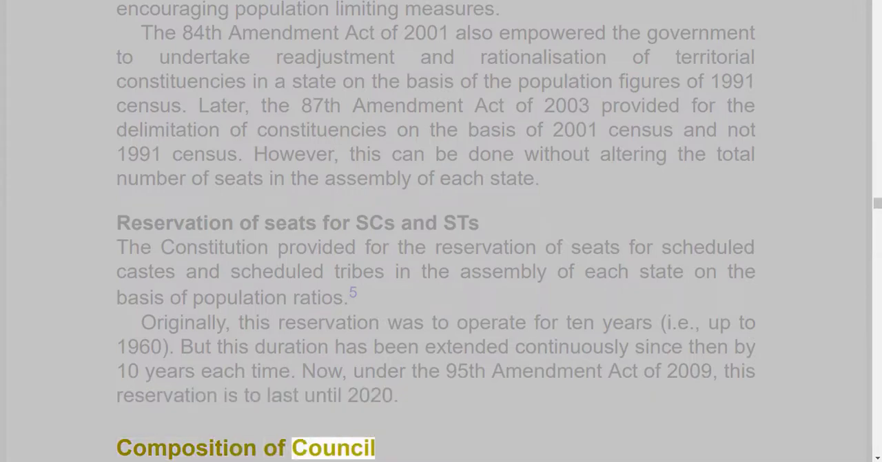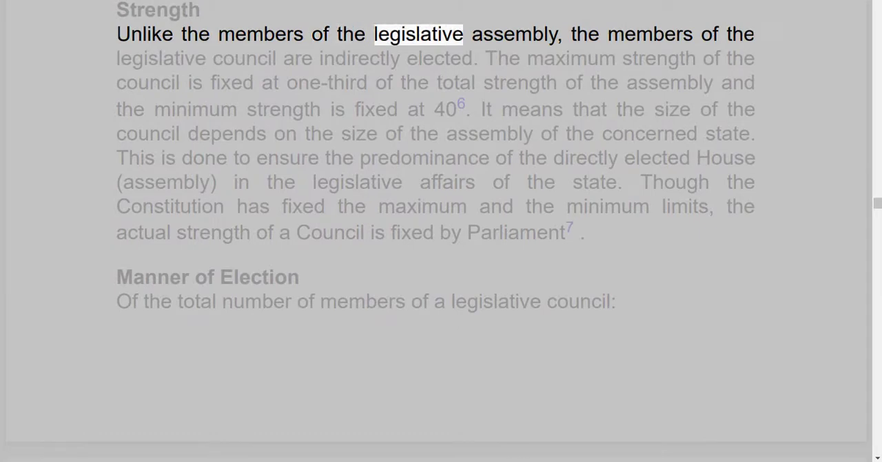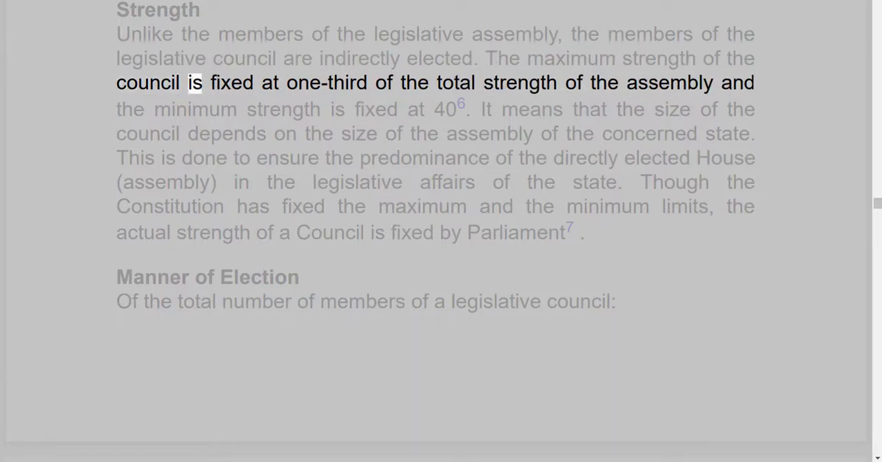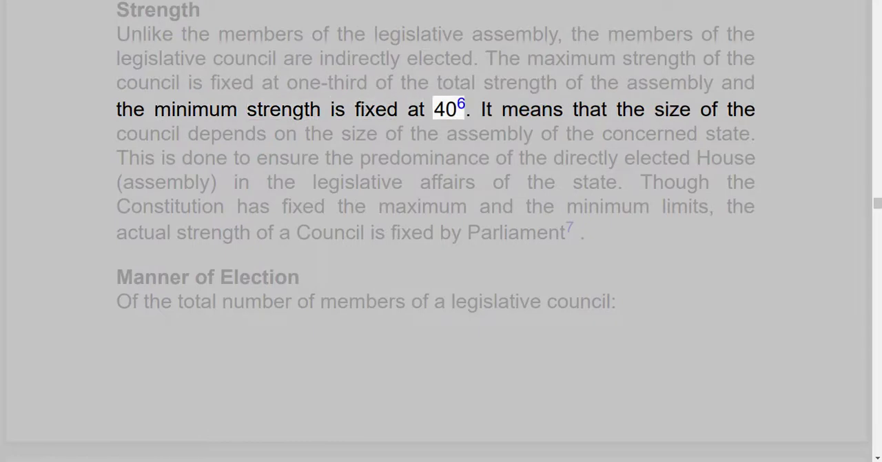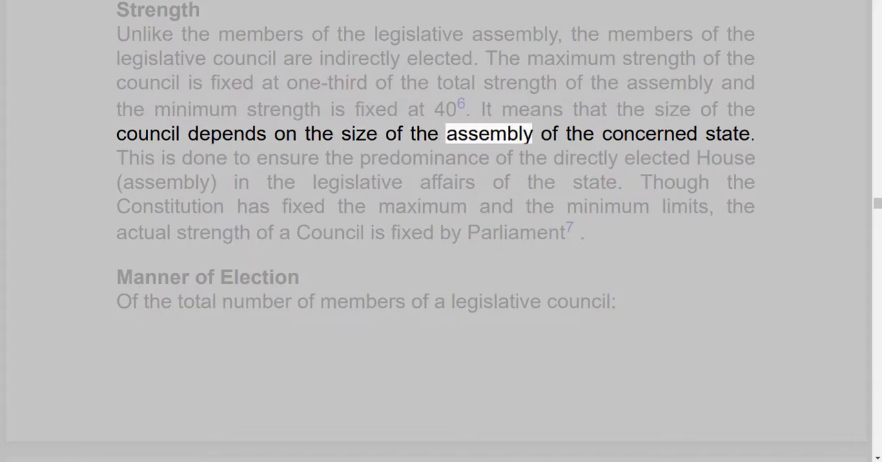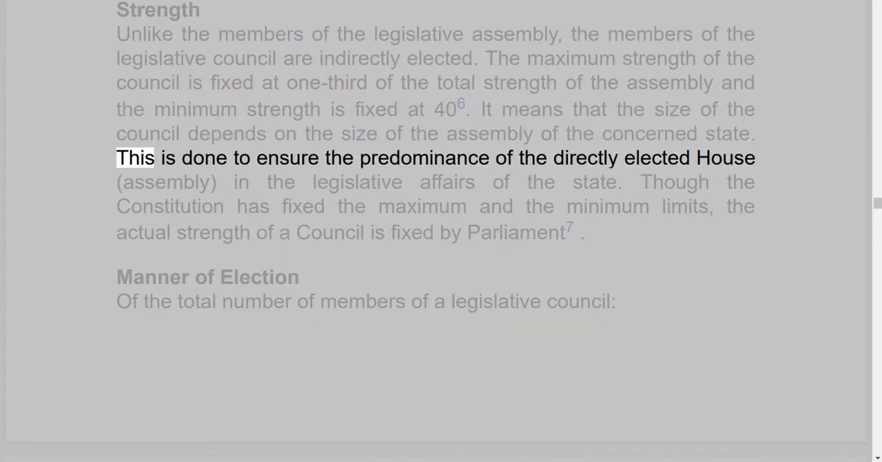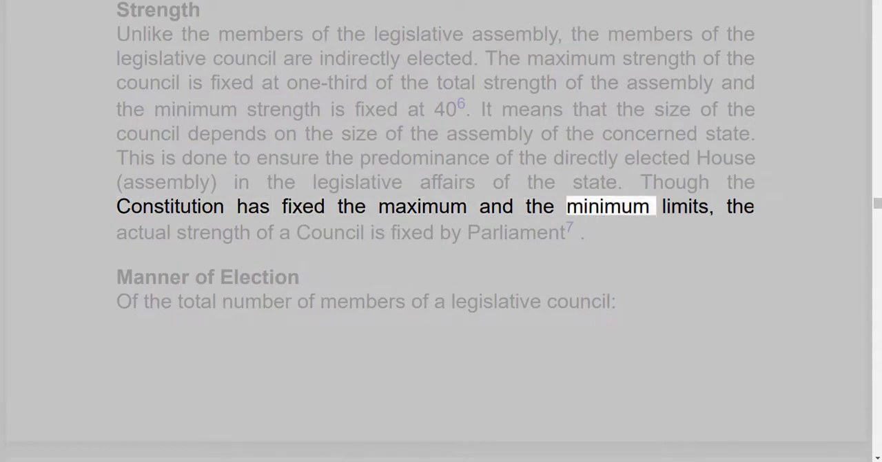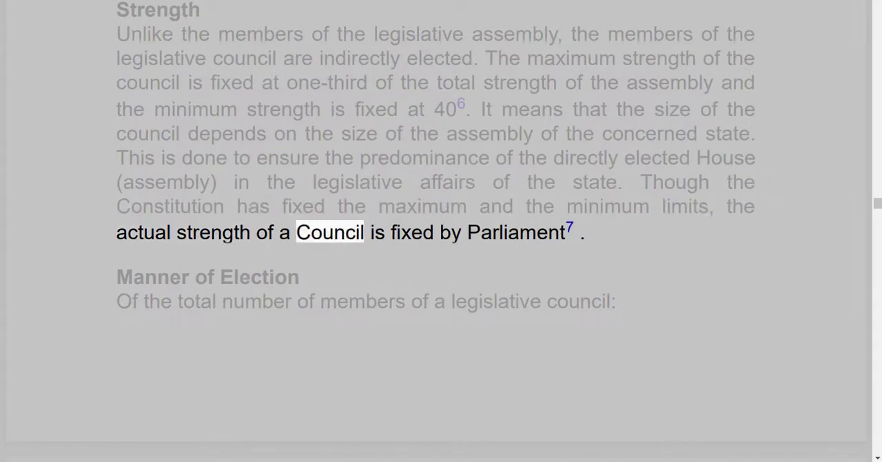Composition of Council. Strength. Unlike the members of the Legislative Assembly, the members of the Legislative Council are indirectly elected. The maximum strength of the Council is fixed at 1/3 of the total strength of the Assembly, and the minimum strength is fixed at 40. It means that the size of the Council depends on the size of the Assembly of the concerned state. This is done to ensure the predominance of the directly elected House, the Assembly, in the legislative affairs of the state. Though the Constitution has fixed the maximum and the minimum limits, the actual strength of a council is fixed by Parliament.